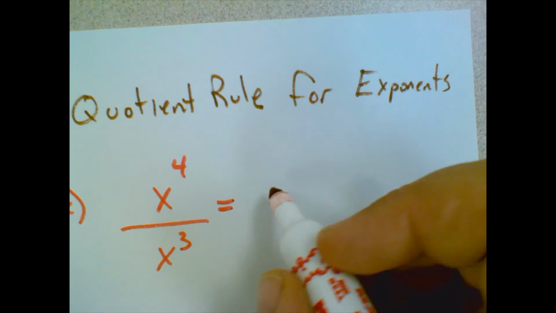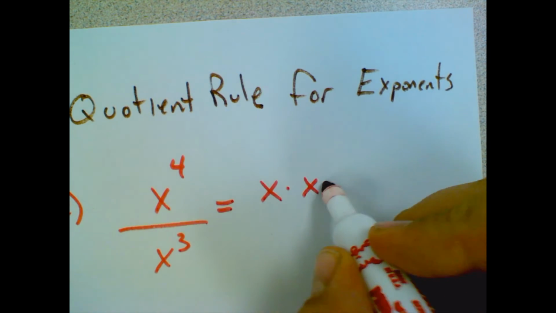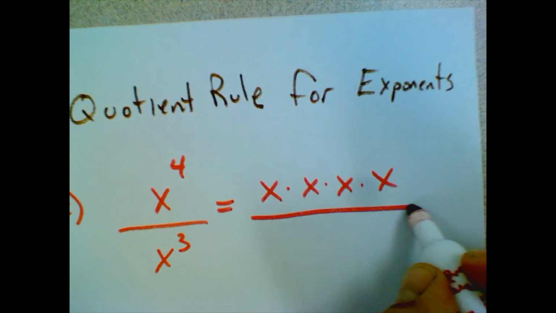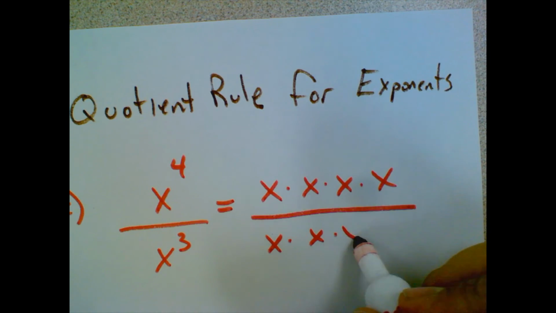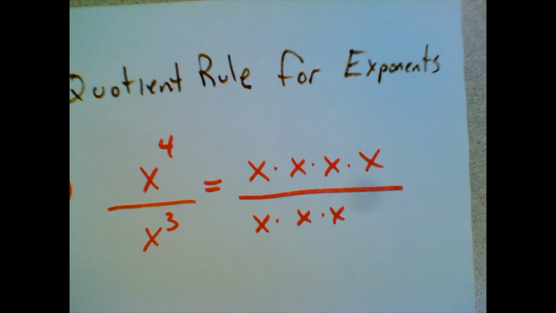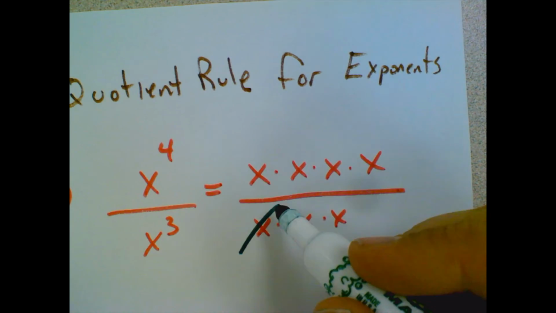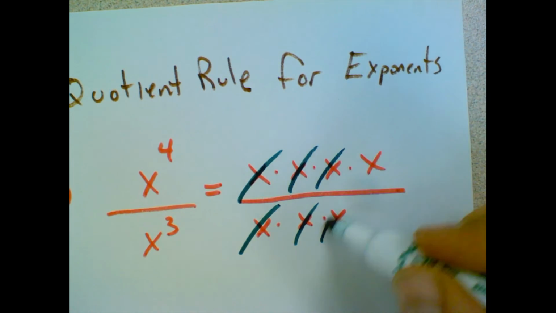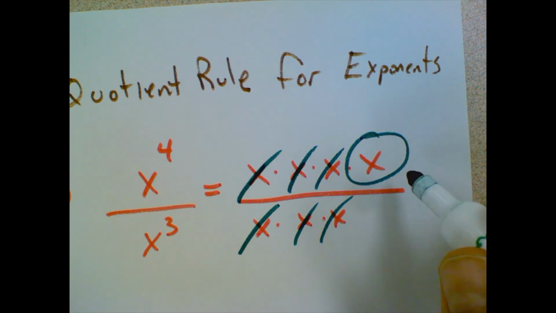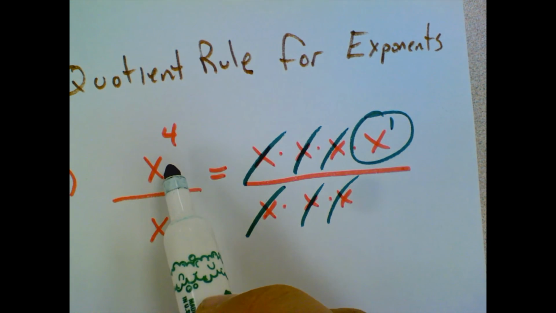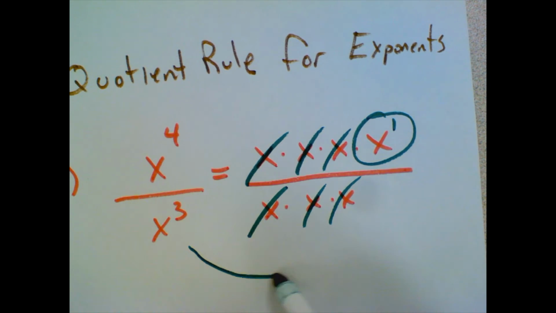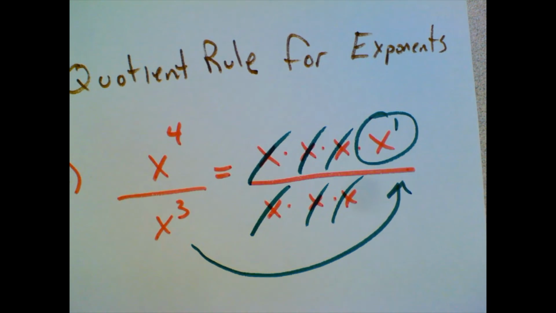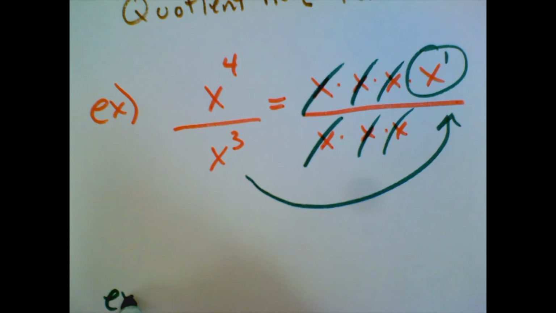So if we did this the long way, if I wrote 4 x's out on top and 3 of them on the bottom, because it's all multiplication, we can cross off common factors. So there's a pair of factors we could cross off, another pair, and we're left with x to the first power. So that's the answer. Now the question is, how can we go from this expression directly to the solution? Okay, let's do one more and see if you can see the pattern.